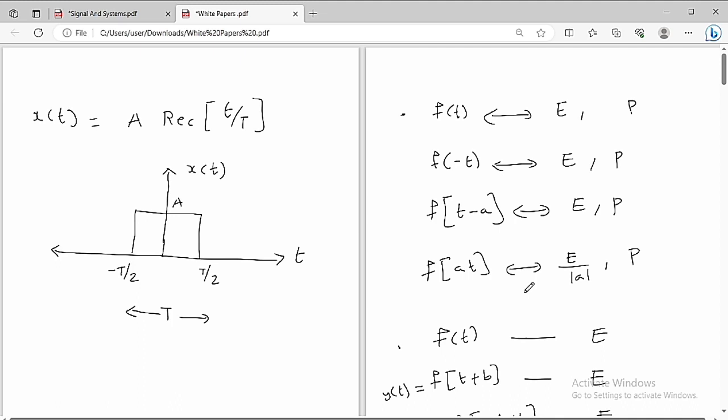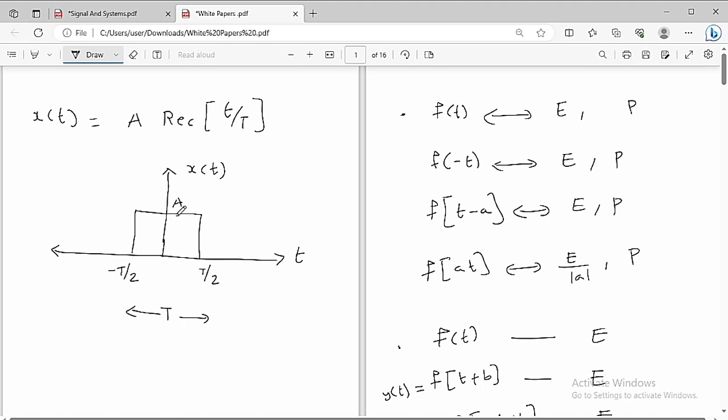By this logic we can say, if A is greater than 1, we are compressing the signal in the time domain, so this value is going to decrease. If A is less than 1, we are expanding the signal in the time domain, this value is going to increase, because the time duration increases, which means energy is going to increase. So this is the shortcut to remember.